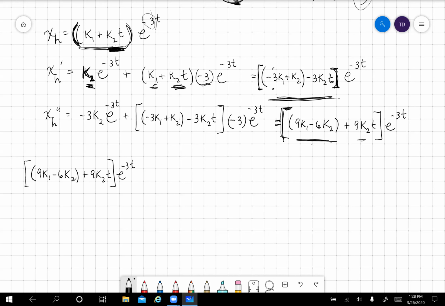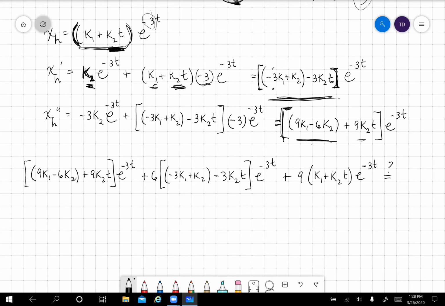Then I have plus 6 times x single prime, minus 3k1 plus k2 minus 3k2t, e to the minus 3t. By the way, we know this e to the minus 3t is all the way through. We could just pull it out if we wanted to. Plus 9, just regular old x, k1 plus k2t, e to the minus 3t. The question is, is that equal to 0?